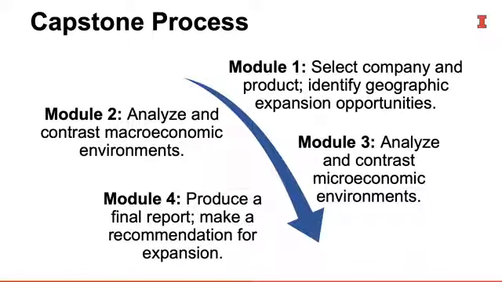Here it is. In Module 1, you're selecting your company and product, and you're also identifying the geographic expansion opportunities for your company. In Module 2, you're moving on to analyze and contrast macroeconomic environments in the 2 countries that you're choosing as your top candidates. In Module 3, it's time for you to look at the microeconomic environments. And finally, in Module 4, you're putting everything together from the previous 3 modules to produce a final report and to make a thoughtful recommendation for expansion for your board of directors.